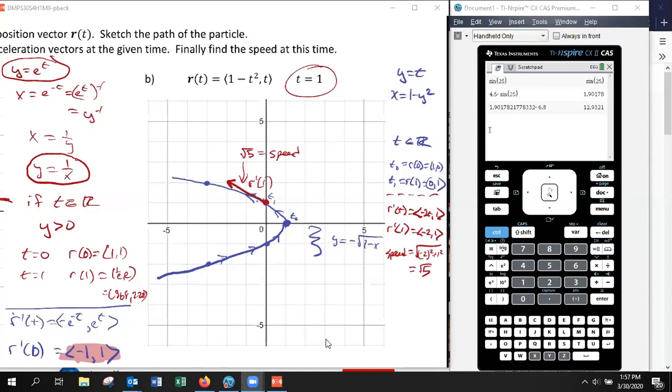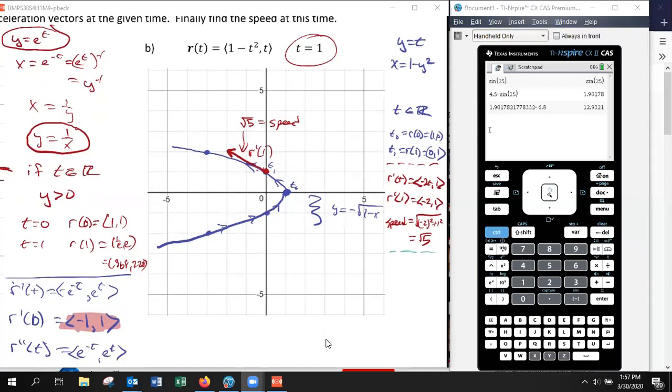And finally, the last thing that we need to do with this problem is we need to come up with the acceleration vector. So our acceleration vector is going to be r double prime of t. R double prime of t is just negative 2 comma 0, no matter what. So that negative 2 comma 0 is going to be this vector right here. This is r double prime of 1. And because the pull is purely in the negative x direction, that's why the particle is moving faster and faster in that negative x direction.